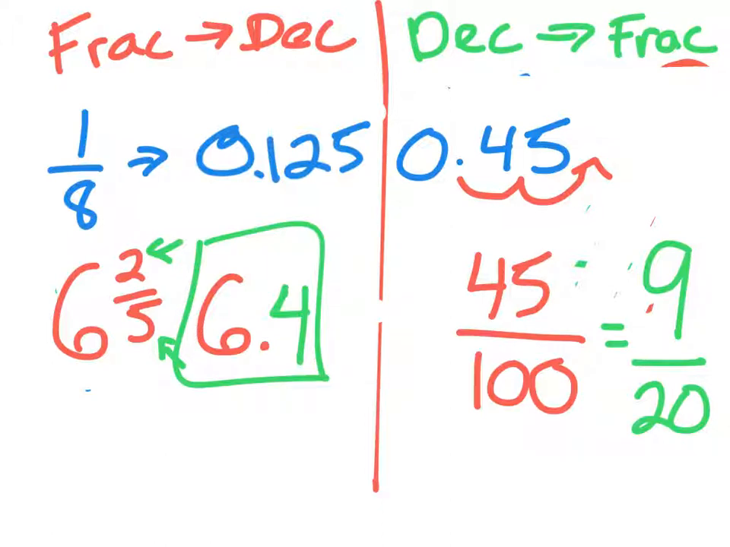And you can always double check to make sure your reducing is correct by doing what we did over on the other side. Since over here, fraction to decimal is numerator divided by denominator, if you took numerator divided by denominator over here, you should produce the decimal 0.45. And that just shows you that you did reduce your fraction correctly.